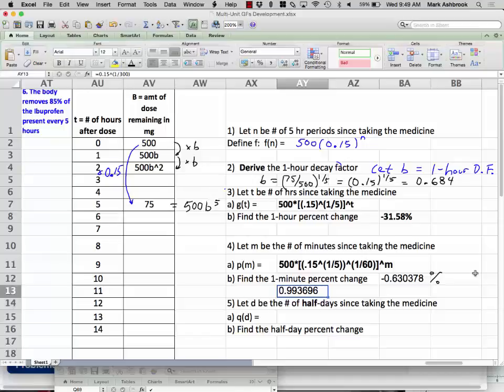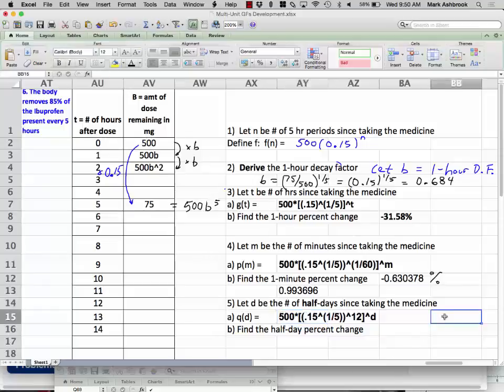Okay, so we'll take the 1 hour decay factor and do what to it to get the half day decay factor? To the power of 12. Now this is a multi-unit, right? This isn't partial unit. So we're going to take the 1 hour and take it to the 12th. So what will that look like? It'll look like this. That'll be that 0.15 to the 1/5. That's our 1 hour. Take that to the 12th. And that'll be the half day multiplier.